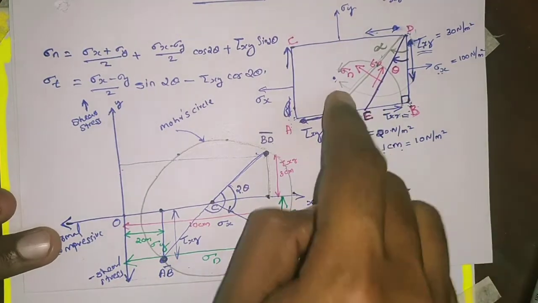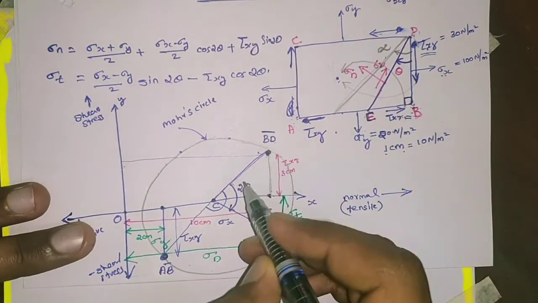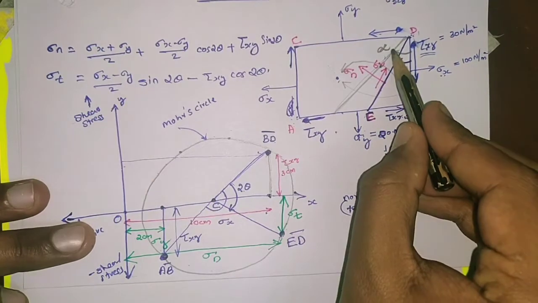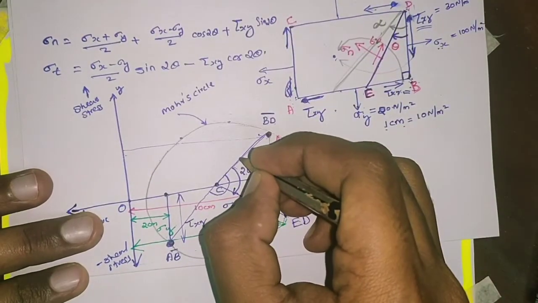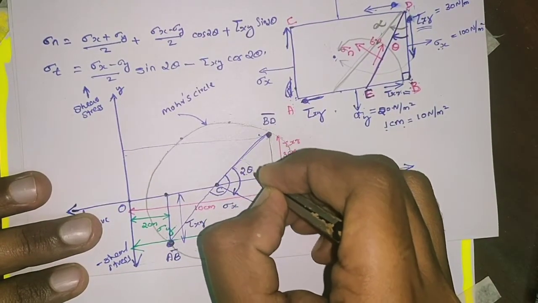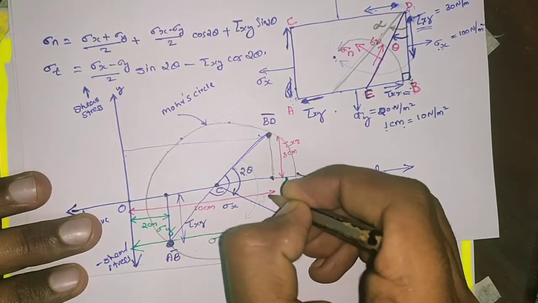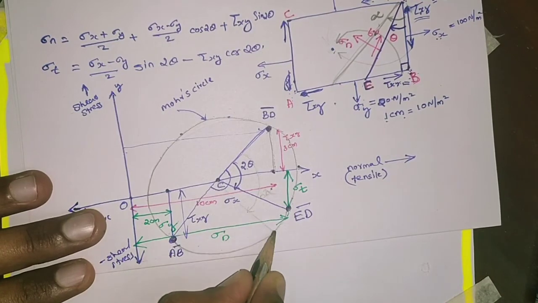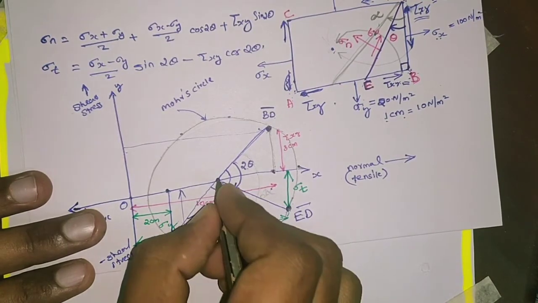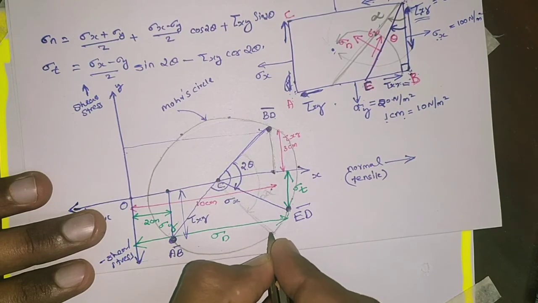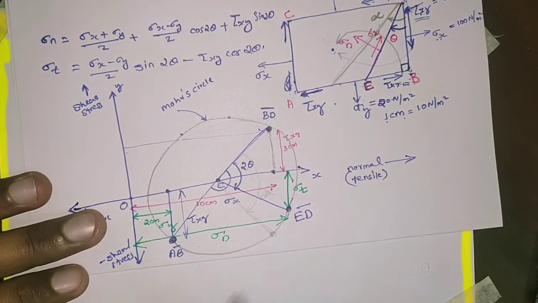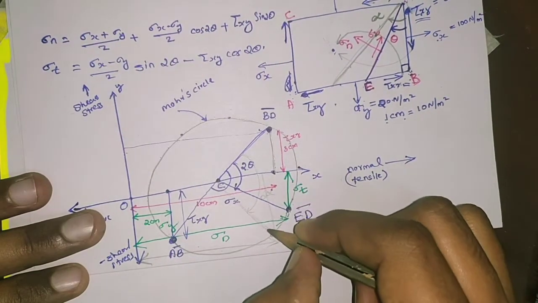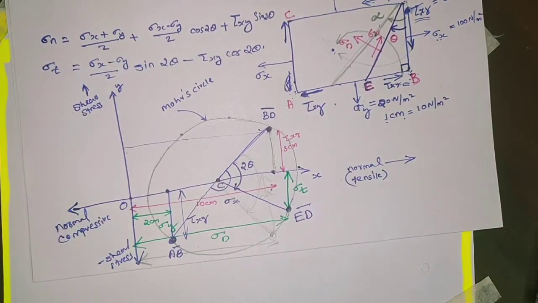So how can we represent this plane? From BD, here it is alpha in the clockwise direction, here it should be 2 alpha, 2 into alpha in the clockwise direction. Then draw a line here. This is the point representing that plane, and this length will be equal to sigma n, and this length is the shear stress.